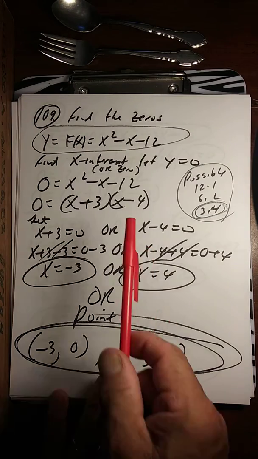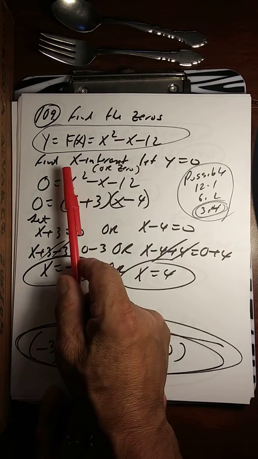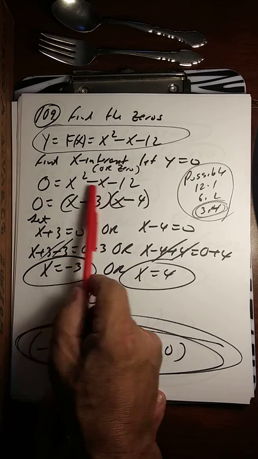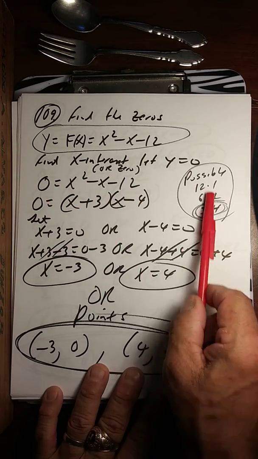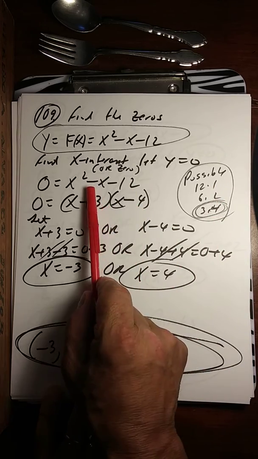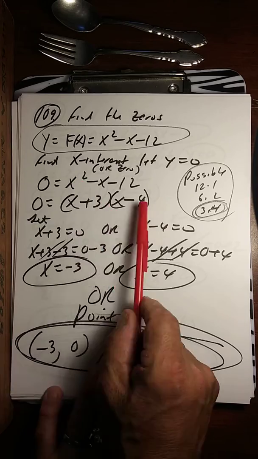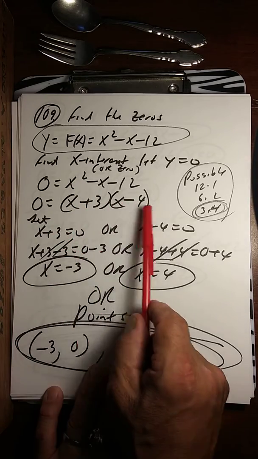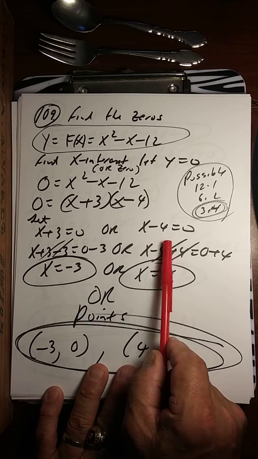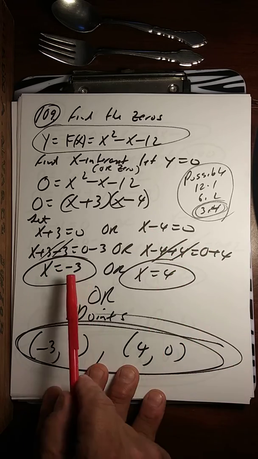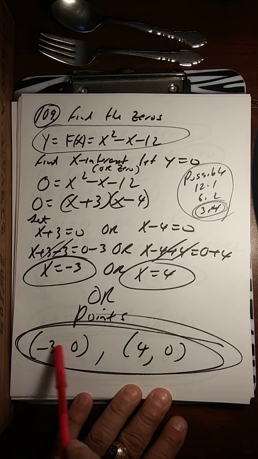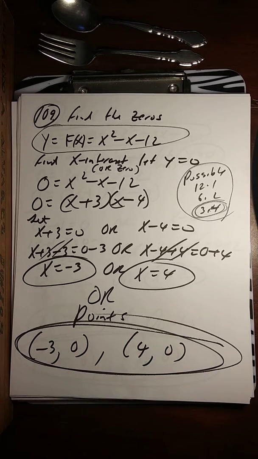Find the zeros. So again, we're going to find the x-intercept, let y equal 0, that's the zeros. 0 equals this, factor it out, 3 and 4. The possible answers, we're going to try 3, 4. That times that is negative 12, and that minus that is negative 1, and this times this is x squared, yes. X plus 3 equals 0, x minus 4 equals 0, so x is minus 3, and add 4, so x is 4. So minus 3 and 4, or the points negative 3, 0 and 4, 0. Those are the intercepts, the zeros.